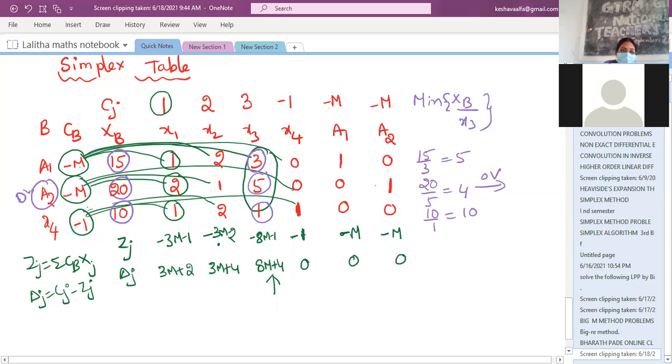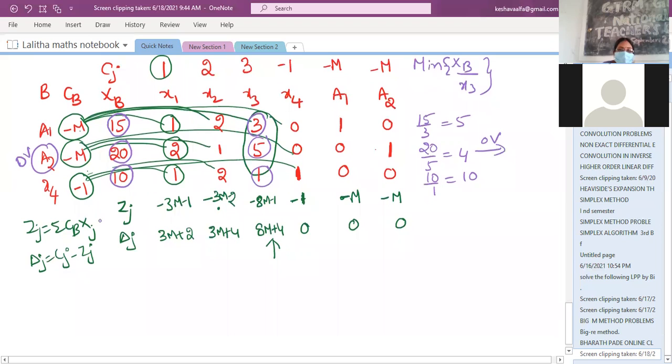Outgoing vector is A2. So in second table, replace x3. Incoming vector is x3. Replace x3 in the place of A2. So in second table, we get A1, x3, x4. The key element is intersection of incoming vector and outgoing vector. So 5 is our key element. Represent key element with a square box. So in second row, we got 5 as key element.